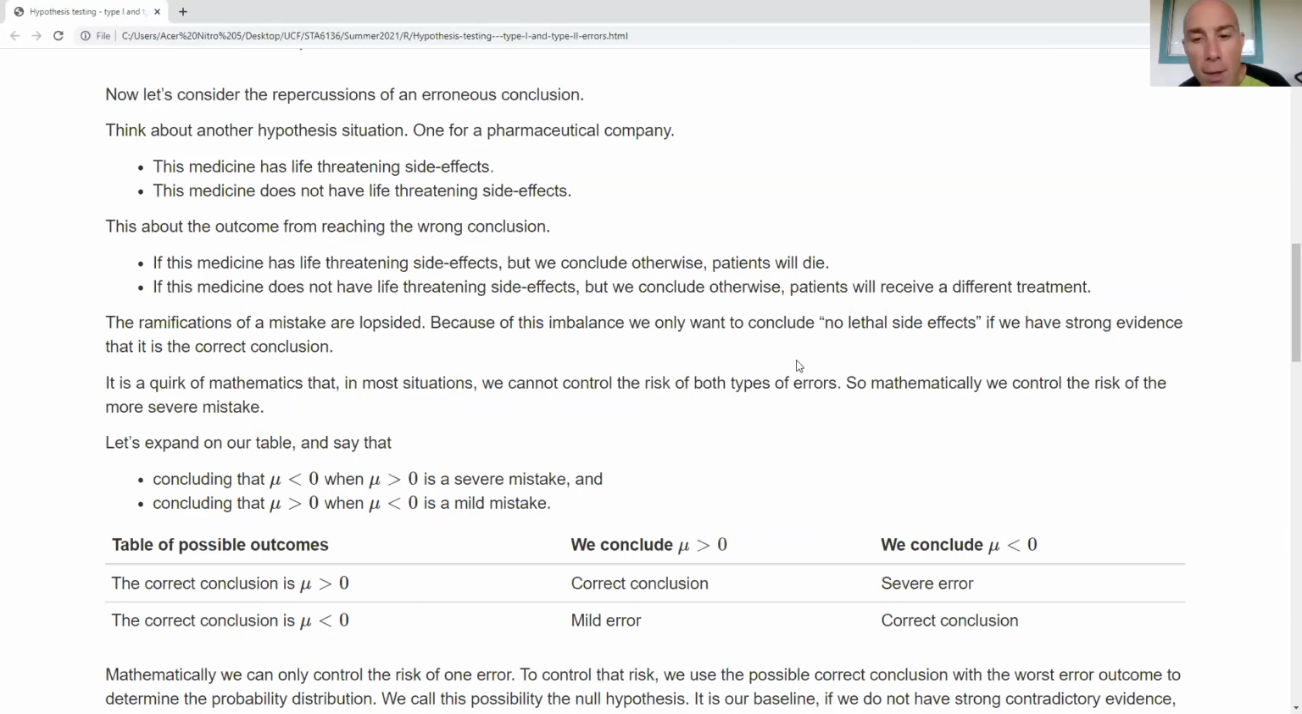Okay, well, it's a quirk of mathematics that in most situations, we cannot control the risk of both types of mistakes. So what we do is control the risk of the more severe mistake. So what I'm going to do is control the risk of concluding that it's safe when it's not. And to a large extent, I'm going to ignore the risk of the other one.